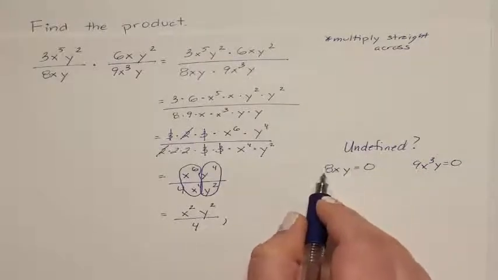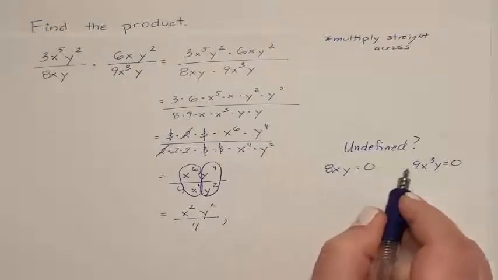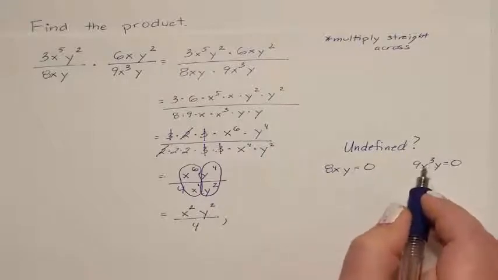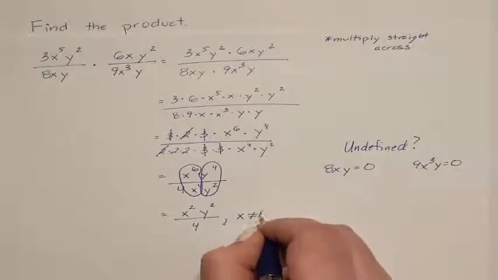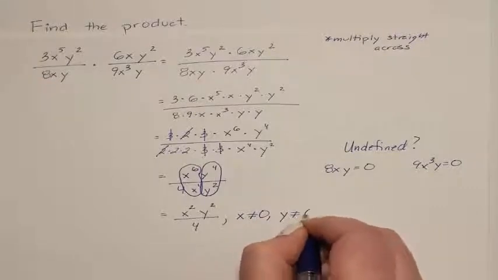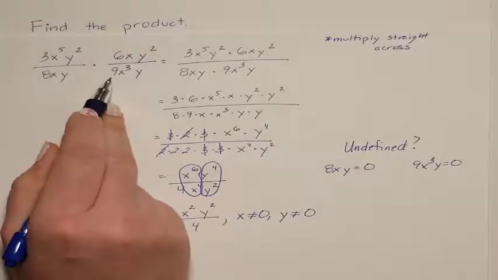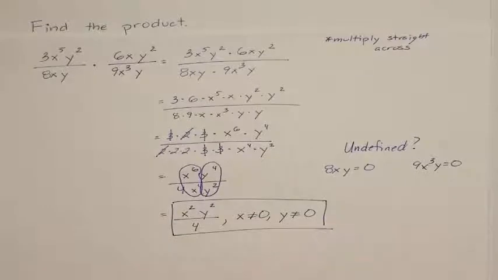The only way for this product to be 0 is if one of these variables is 0. Same over here. The only way for this product to be 0 is if one of these variables is 0. So x cannot be 0 and y cannot be 0, because if they are, it makes one of these fractions undefined, which we're not allowed to have. So this is our fully complete final answer.